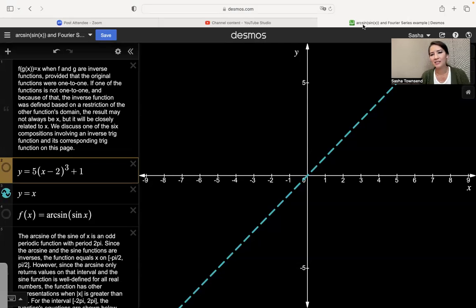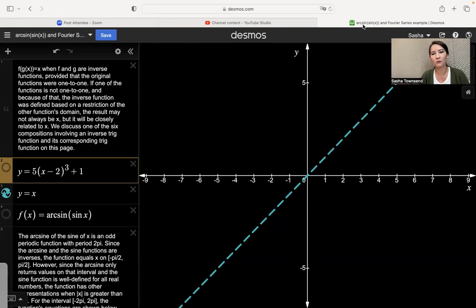But if you take a composite function with a function and its inverse, and one of those functions was not 1-to-1, so you had to create a restriction of that original function in order to come up with a composition in the first place, then the result of that composition is not always x. It's always closely related to x, but it's not always x. So I thought we might explore that for our trig functions. I think it's kind of interesting.